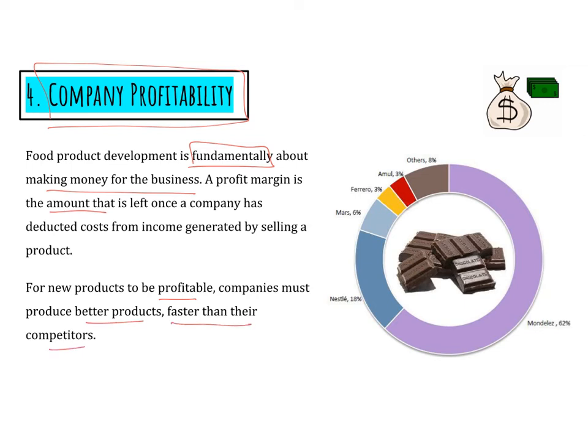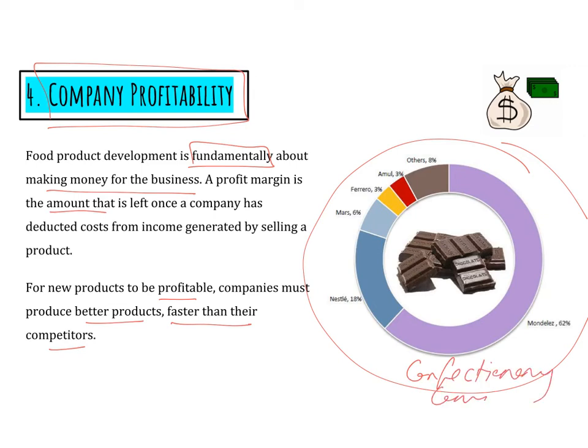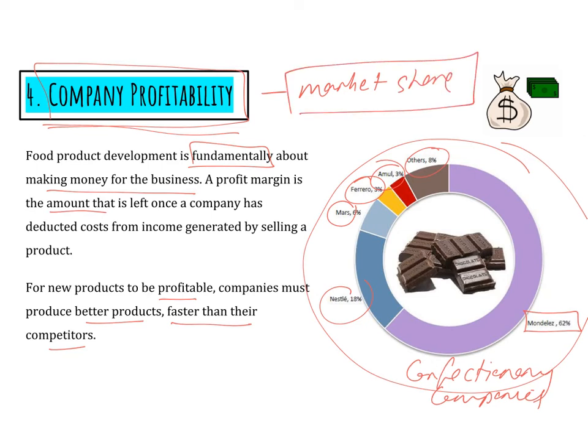We can see here an example of a comparison of confectionery companies and snack food brands. Now, Mondelez has the majority of the market share, and they produce a range of brands. Nestle comes in second, then Mars, Ferrero, Amul, and then others. So company profitability is increased when market share is high. So the more products that a company has on the marketplace, generally the more market share that they will have, and then the increased company profitability that will result.